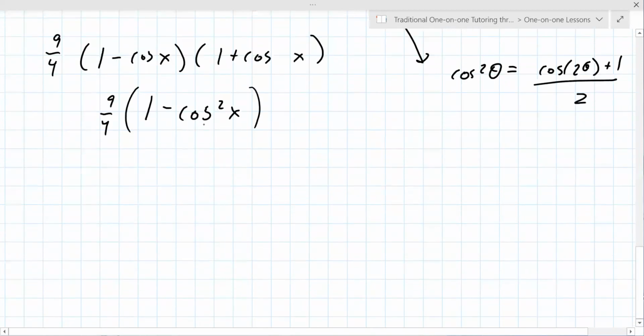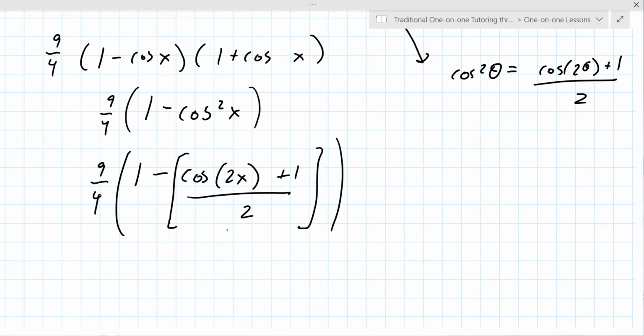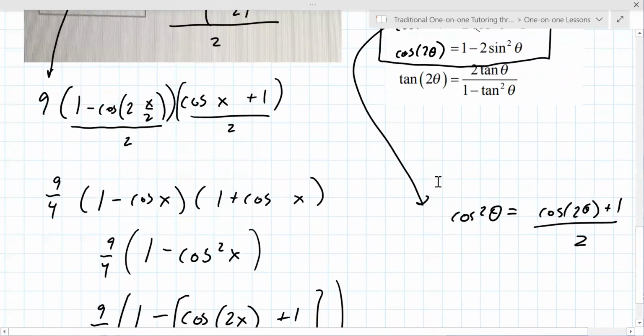So instead of this cosine squared theta here, we're going to go 1 minus cosine 2x plus 1 over 2, 9 over 4 out in front, like that. So this is correct. It may not accept this because you may have to simplify, but I think WebAssign will.